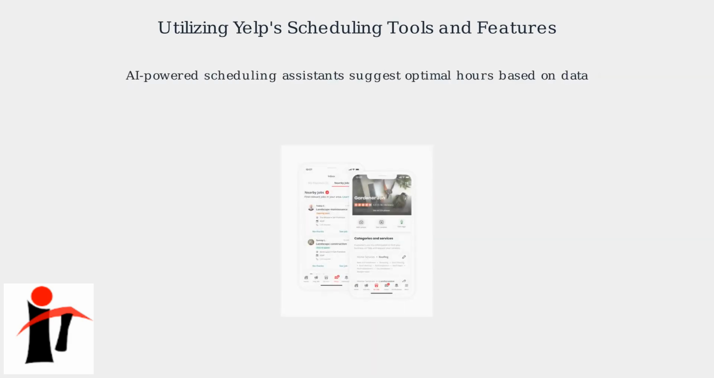Since late 2024, AI-powered scheduling assistants are available in the Yelp Business app, automatically suggesting optimal hours based on historical data and local trends. This is part of the Smart Scheduling initiative.